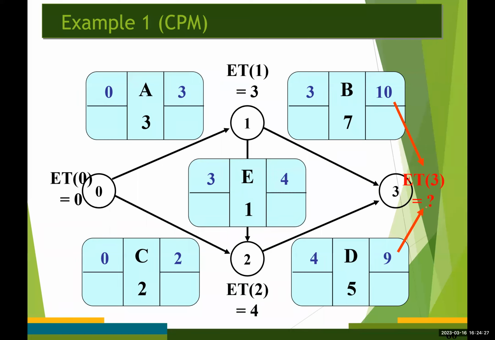Again, we need to determine the earliest time for event number 3. And we take the maximum value between these two values, right? 10 and 9. Because again, event number 3 represents the completion of both activities B and D. So we have to take the maximum value between these two.